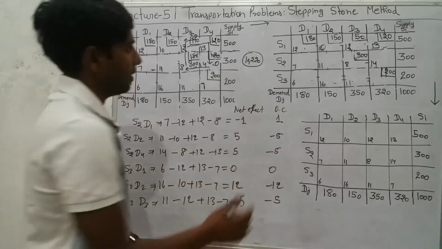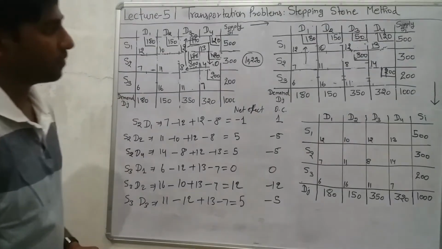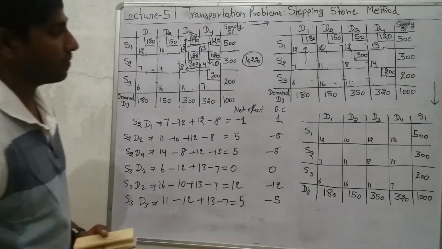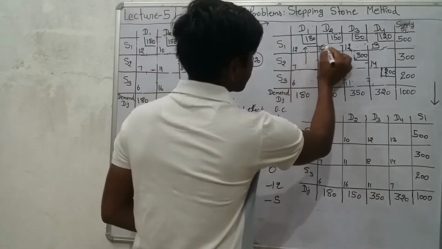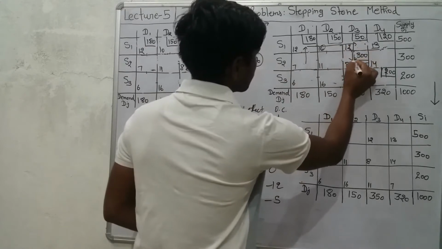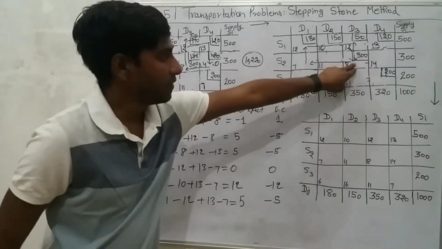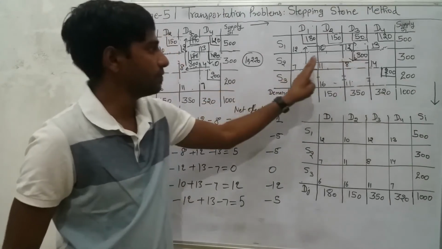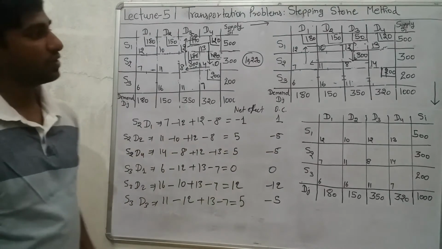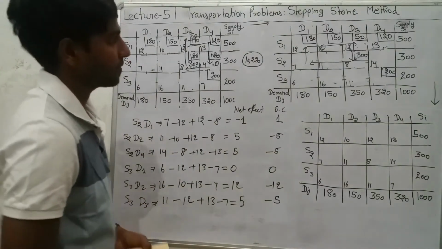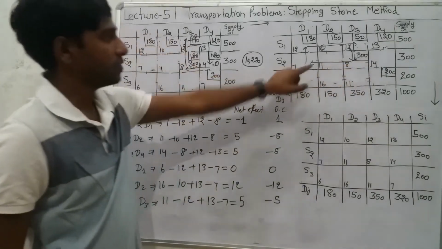So we are going to maximize this opportunity. And how are we going to maximize it? Again create the closed loop. This one. Initially we transferred 1 unit from this cell to this one, and we got the benefit of 1 rupee. So now we are going to maximize this benefit. And how are we going to do it? We are going to transfer the maximum possible units to this cell.